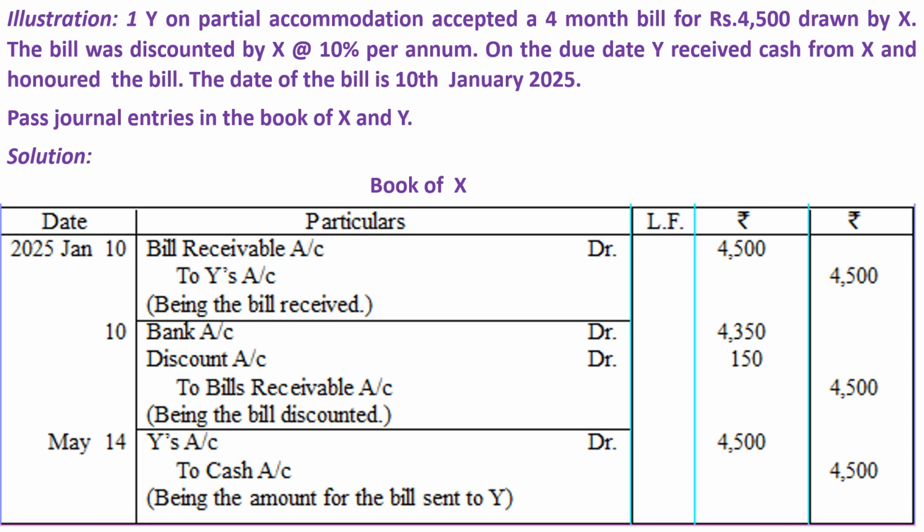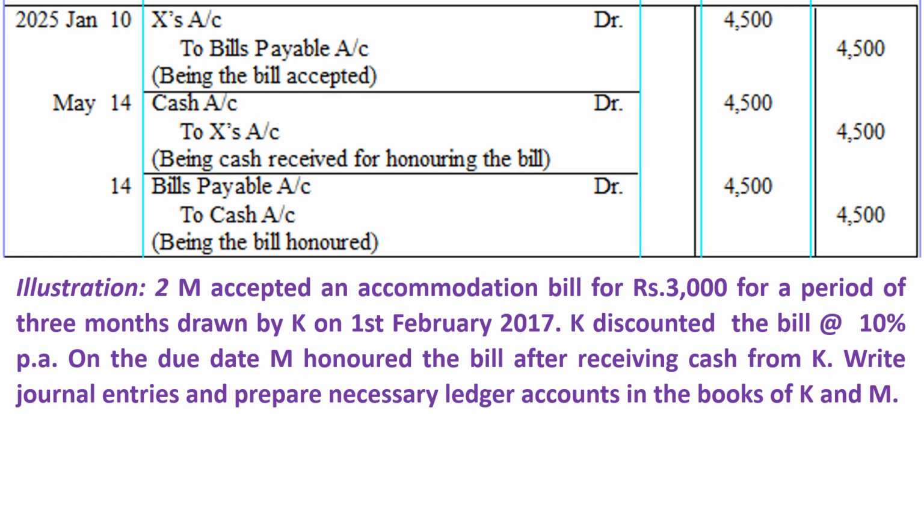Illustration 1. Y, on partial accommodation, accepted a 4-month bill for 4,500 rupees drawn by X. The bill was discounted by X at 10% per annum. On the due date, Y received cash from X and honored the bill. The date of the bill is the 10th of January 2025. Pass journal entries in the books of X and Y. Solution. The journal entries are presented here.